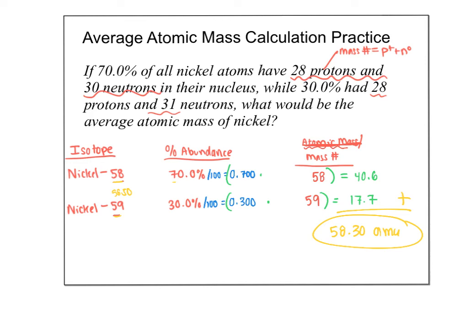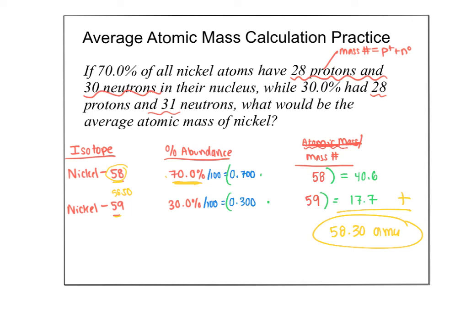Well, look, the percent abundance. Most of the time, like if I have 100 nickel atoms and I randomly draw one, 7 out of 10 times, or 70 out of 100 times, I'm going to get nickel 58. That should count more towards the mass, right? The mass should be closer to nickel 58 because more atoms are of nickel 58. That's what percent abundance is. It's telling me if I had 100, 70 of them would be nickel 58, 30 would be nickel 59.